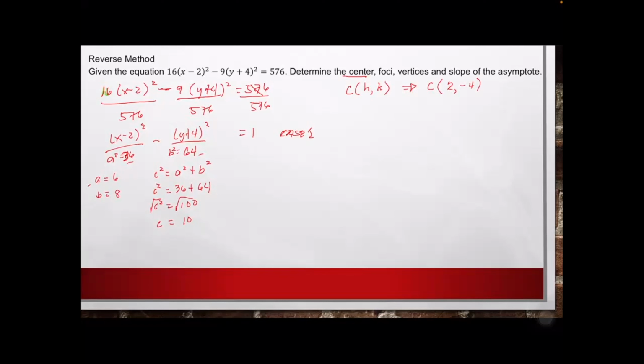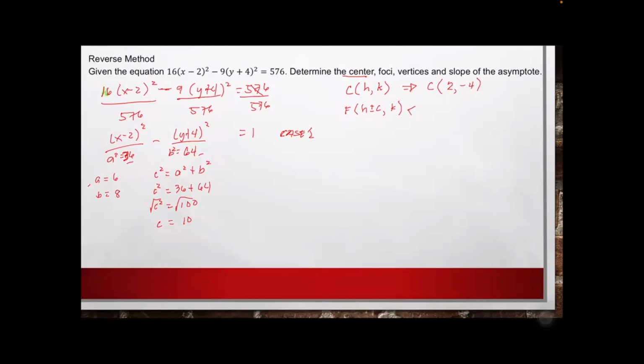Okay, it's negative 4. So 2 and negative 4. Next, we have to find the foci. So yung F natin ay may formula na H, positive and negative C, and K. So, dalawa na naman siya. Isang positive at saka isang negative. So, let's go now with the F1 muna.